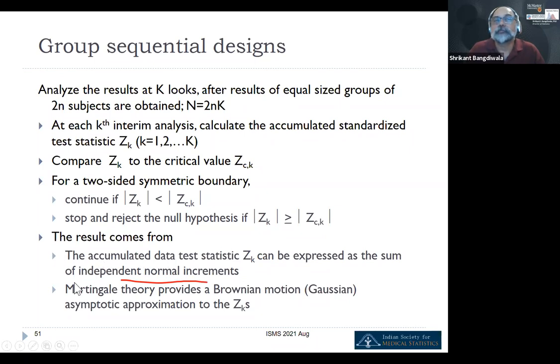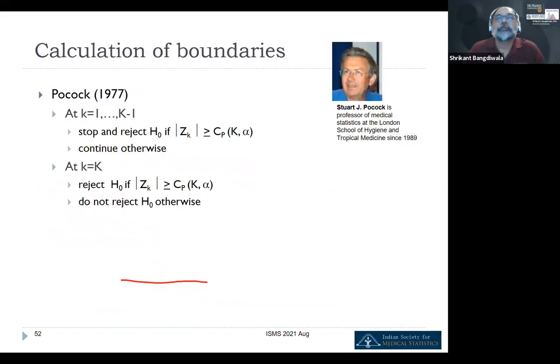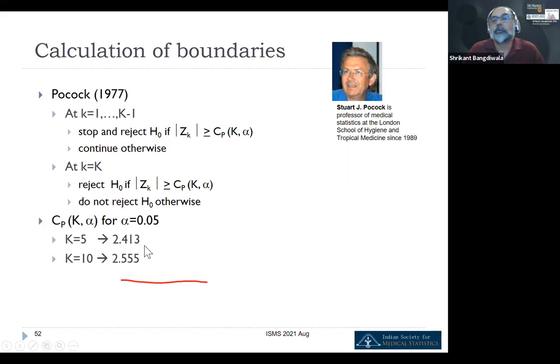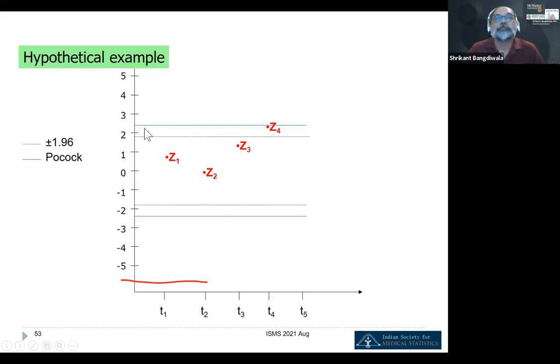This was the breakthrough needed to make adjustments to the boundaries for multiple testing of accumulated data. Some people came up with how to adjust, and Stuart Pocock in the UK said one way to do it is to say how many tests you're going to do and have a constant value that takes into account K. His critical value was based on the number of looks, and for 5 looks, it's 2.413. So Pocock's boundary becomes 2.413, and this Z4 doesn't cross it. So according to Pocock, I would continue.